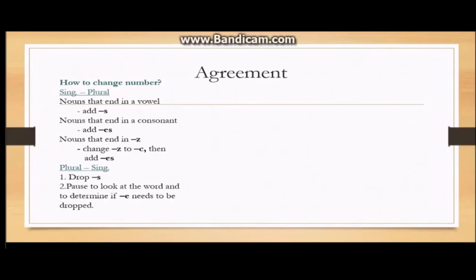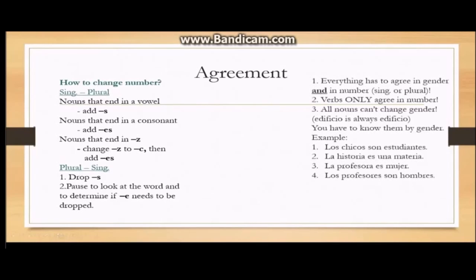When we have a plural noun that we want to make singular, our first step is to drop the S. We then want to pause to look at the word to determine if the E needs to be dropped. Sometimes the E has to stay because it's part of that noun.